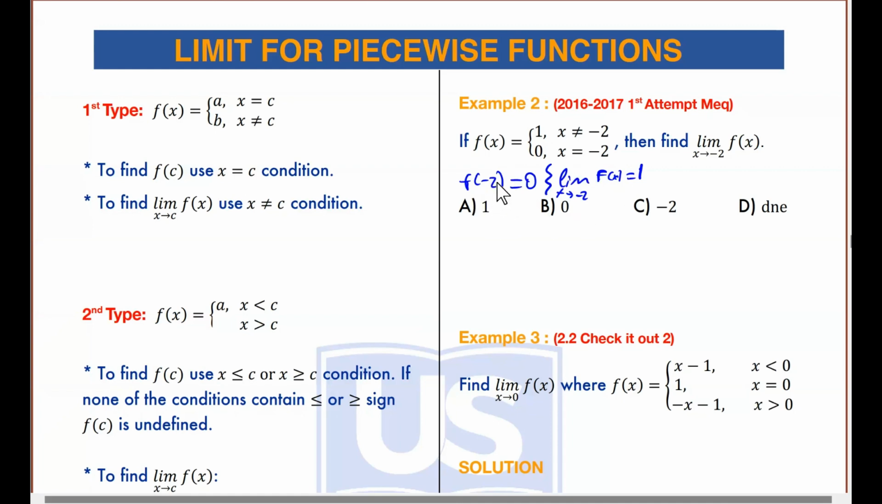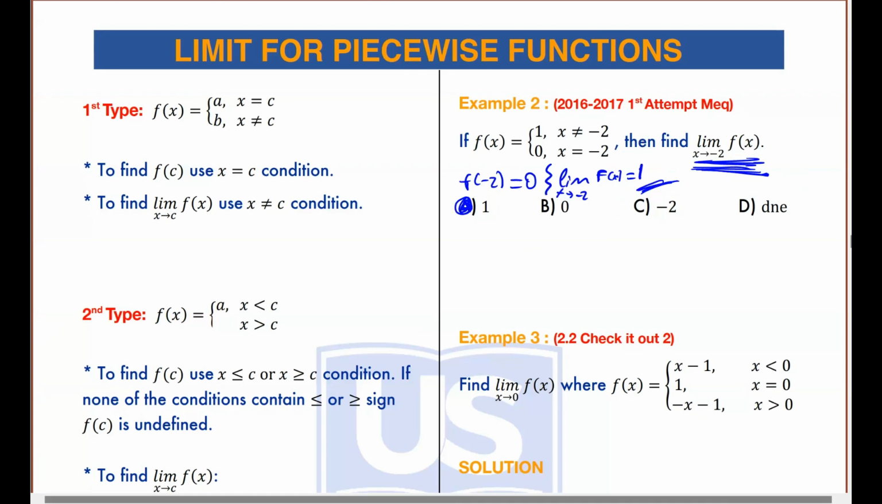This is the equal condition for finding the value of the function, but this is the not equal condition to find the value of the limit. What we are asked is the limit. So for limit, we check the not equal condition. So the answer is A. So we are not solving, we are just knowing the answer by knowing the information.